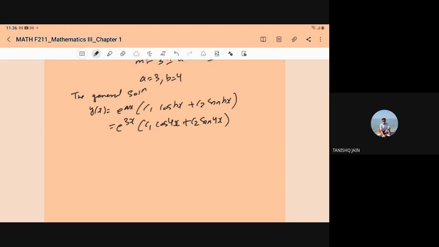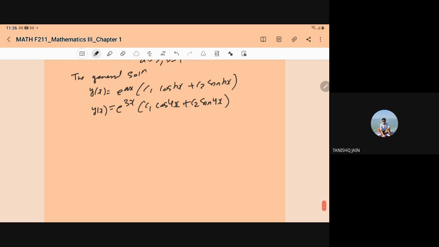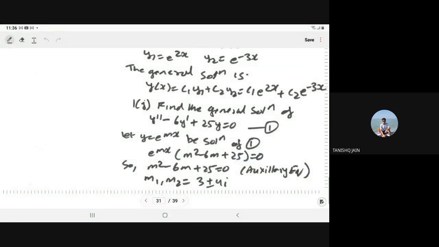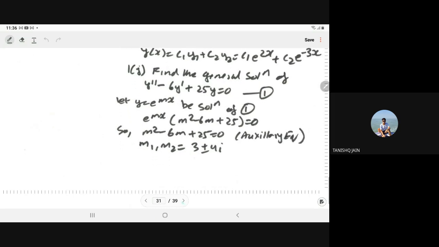So in this way, you can write the general solution of the second order differential equation with constant coefficient when its auxiliary equation has complex roots. And you know that for a quadratic equation, complex roots always exist in conjugate form or conjugate pair. If someone is asking something, if you have a doubt, please stop me and ask.